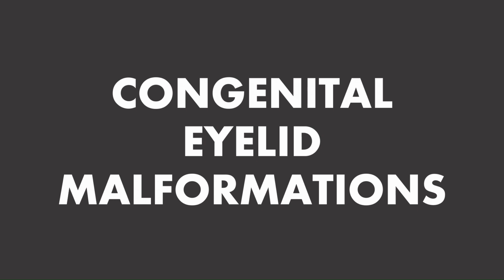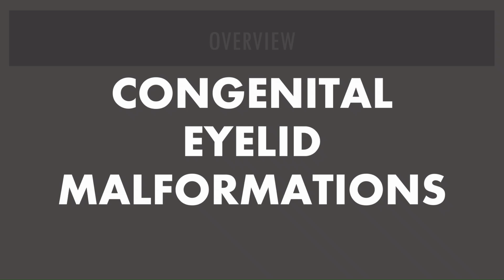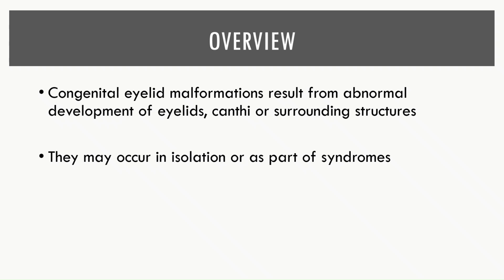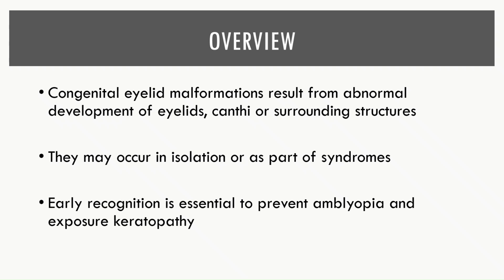In this video, we will discuss congenital eyelid malformations. Congenital eyelid anomalies are common but clinically important because delayed diagnosis can lead to permanent visual loss. Congenital eyelid malformations result from abnormal development of eyelids, canthi, or surrounding structures. They may occur in isolation or as part of syndromes. Early recognition is essential to prevent amblyopia and exposure keratopathy.